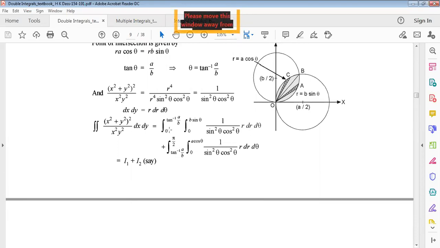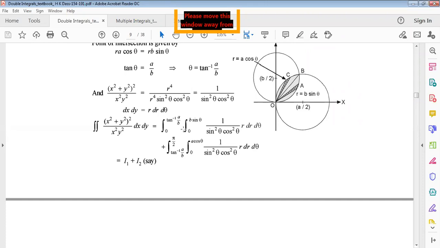Now this can be written as two parts actually. Why? Because this chord divides the area into two parts. This circle has radius a by 2, and this one has radius b by 2. The starting point is 0, 0, the origin for this first circle, and this is the second circle. This is the circle r equals a cos theta, and r equals b sin theta.